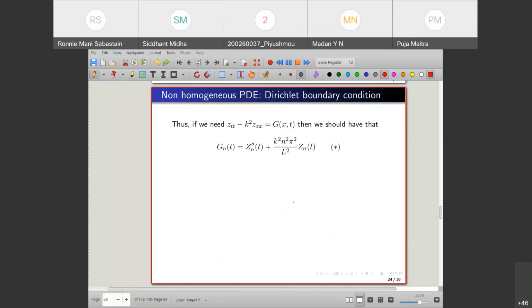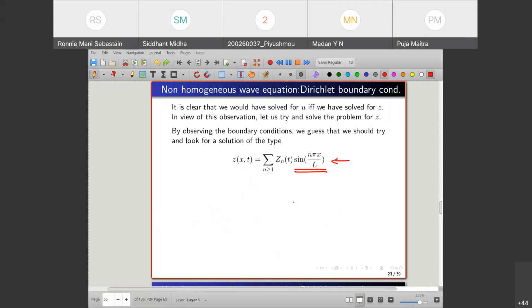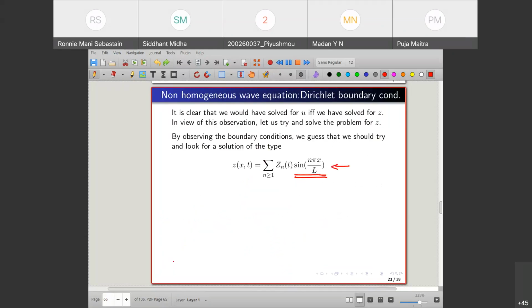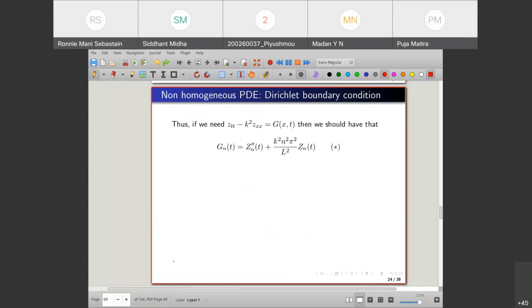We need two initial conditions to solve this differential equation. So how do we get those? We need that z(x, 0) is v(x) and z_t(x, 0) is w(x). So those are our conditions in the differential equation which we had set out to solve. So our z(x, t) should satisfy these two conditions also. So using these, we will get conditions on our capital Z_n, right?